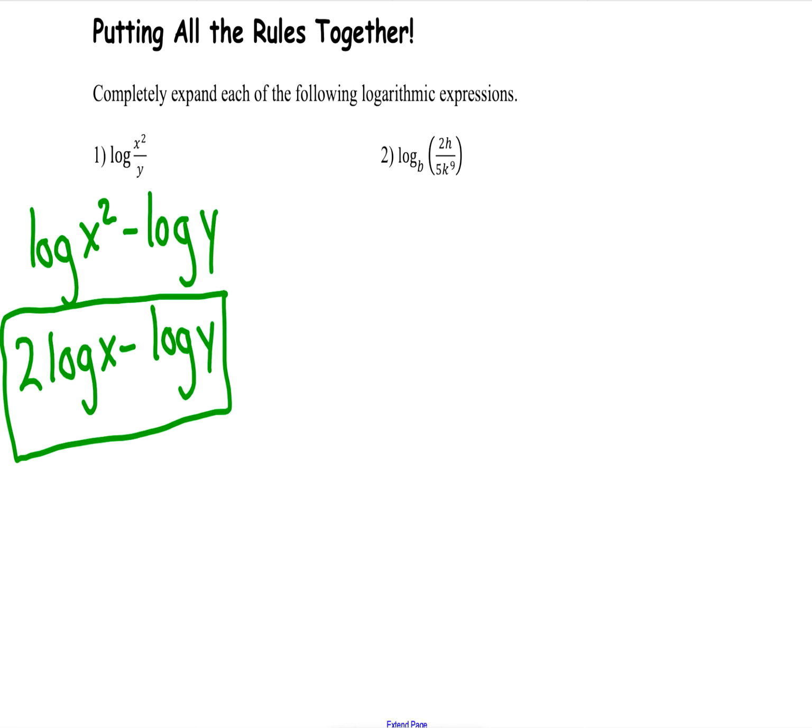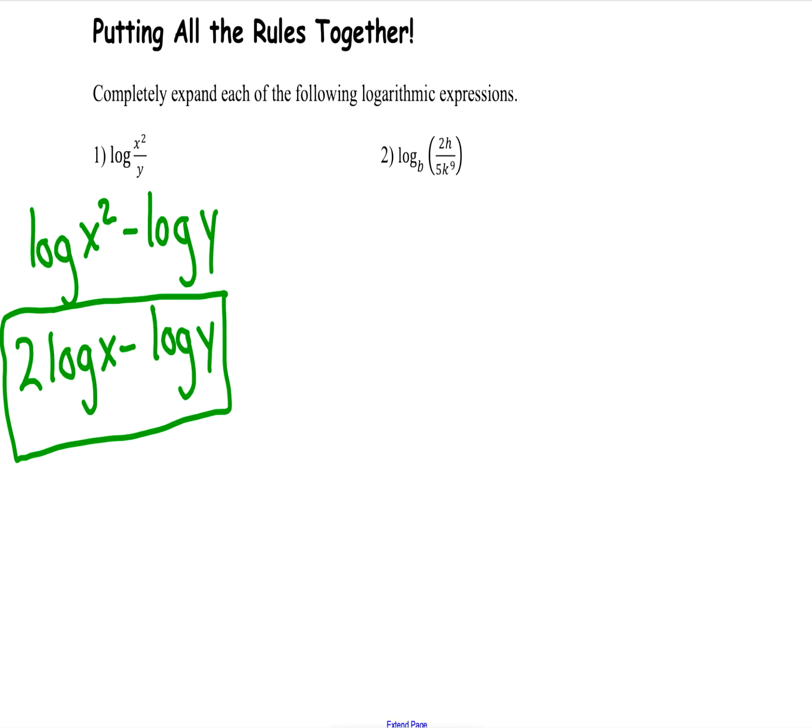And number 2, feel free if you want to try before we go over it. So you can try for a couple minutes. Feel free. I'm just going to get right into it right now.